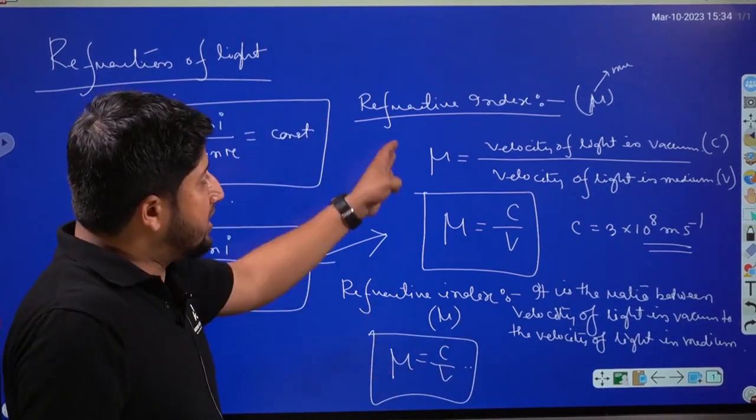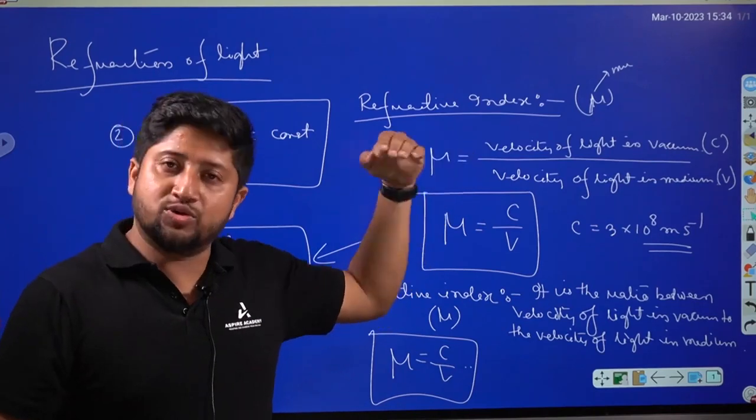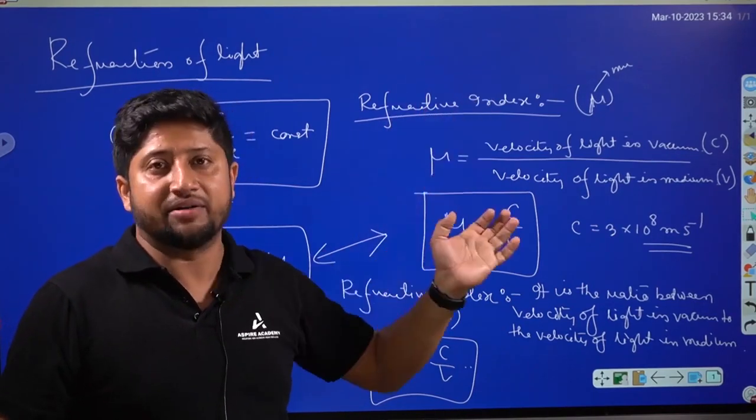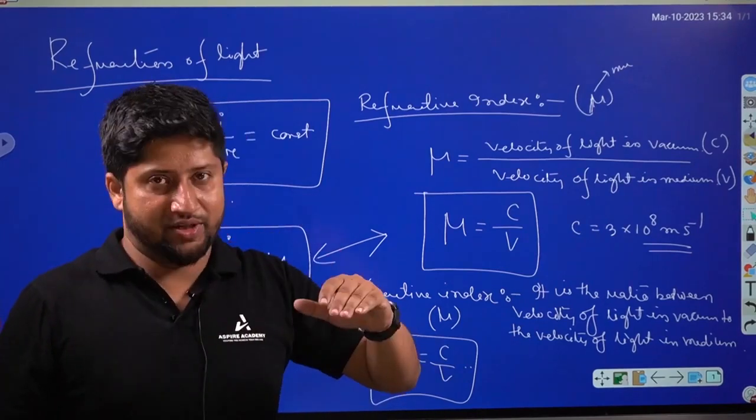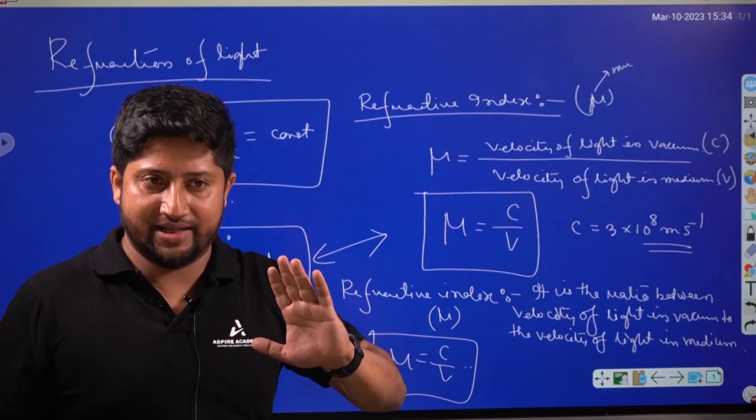So refractive index of carry unit nai, because dutar velocity hoy, velocity is carry, it is a pure ratio. So refractive index has no unit, it has a pure ratio. This is all about refractive index.